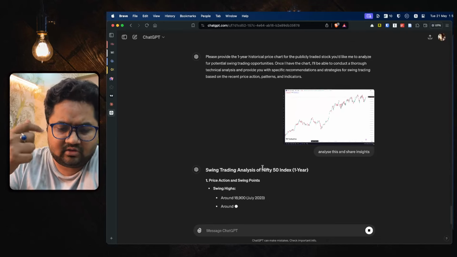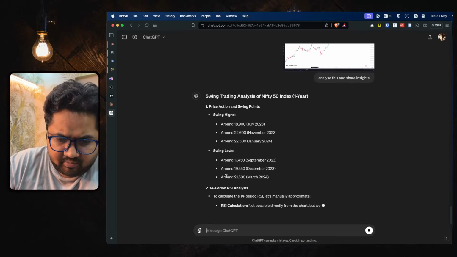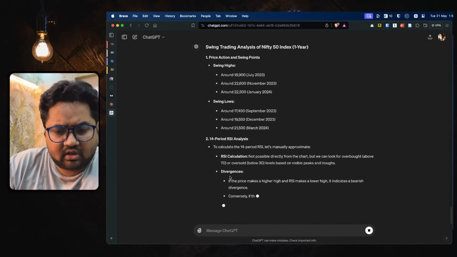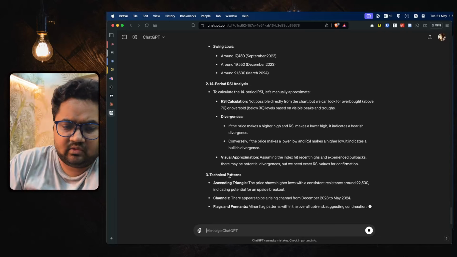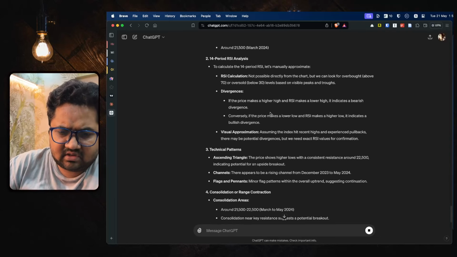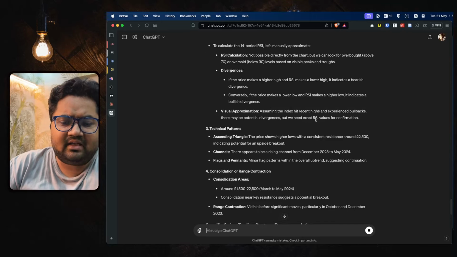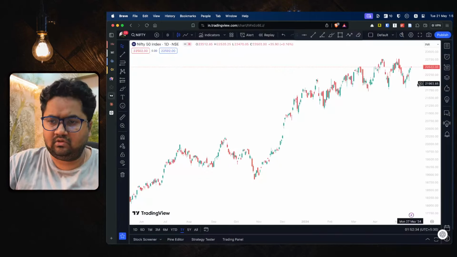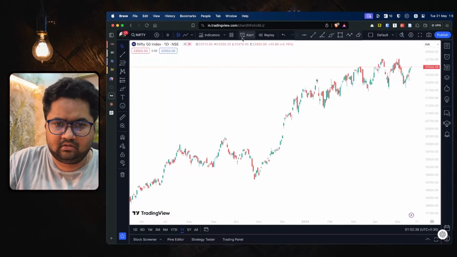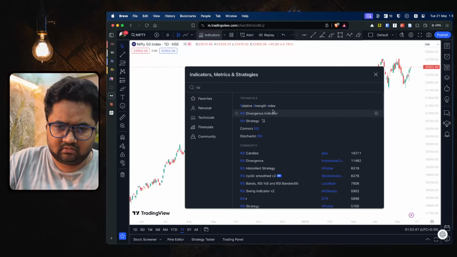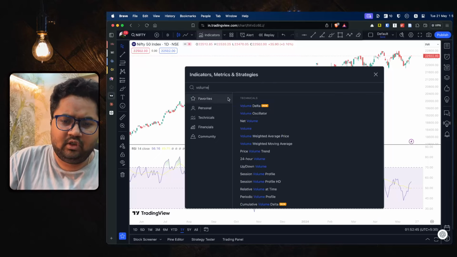And it's doing a swing analysis. So it's doing some swing highs, swing lows, 14-day period. Okay. It's not able to directly calculate from the chart, and the good thing is it's itself telling you that it's looking at divergences and doing visual approximations, but it needs exact RSI values for working out. So let me probably do this, that I'll add RSI, sorry, to this and add volume also to this.